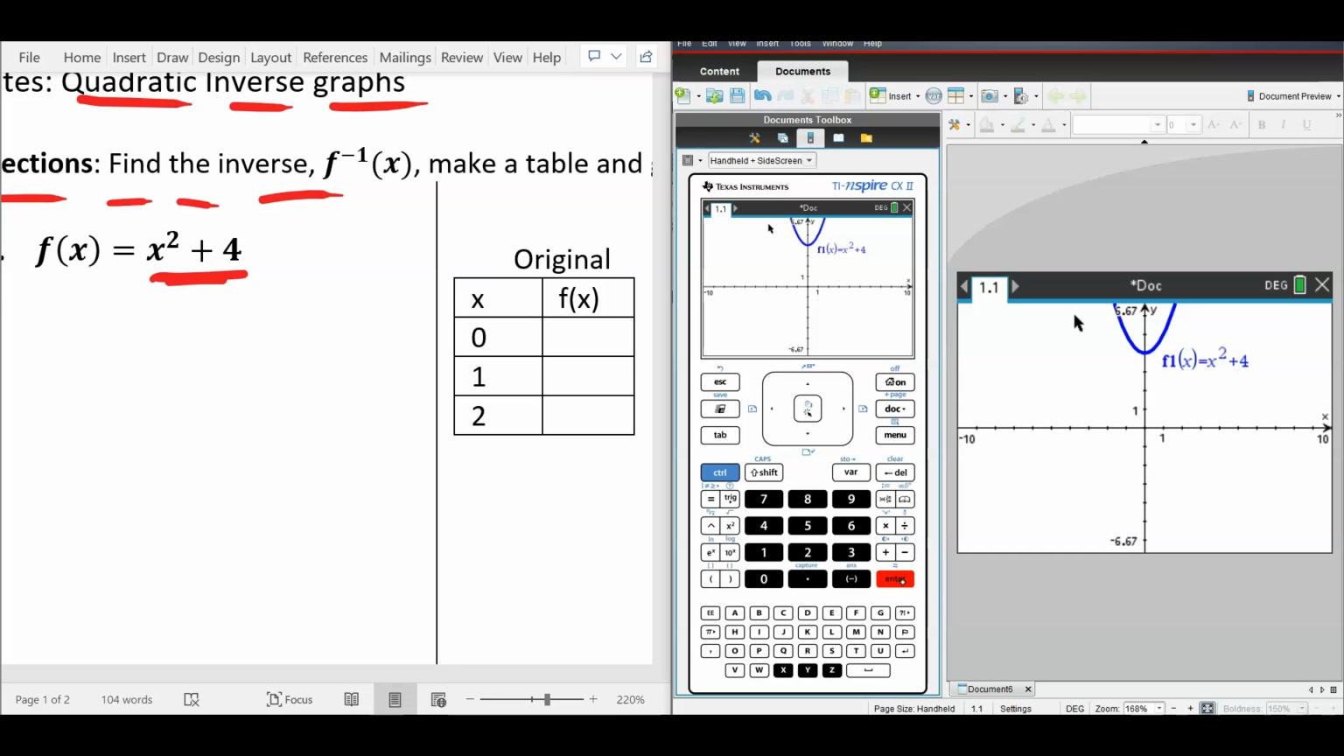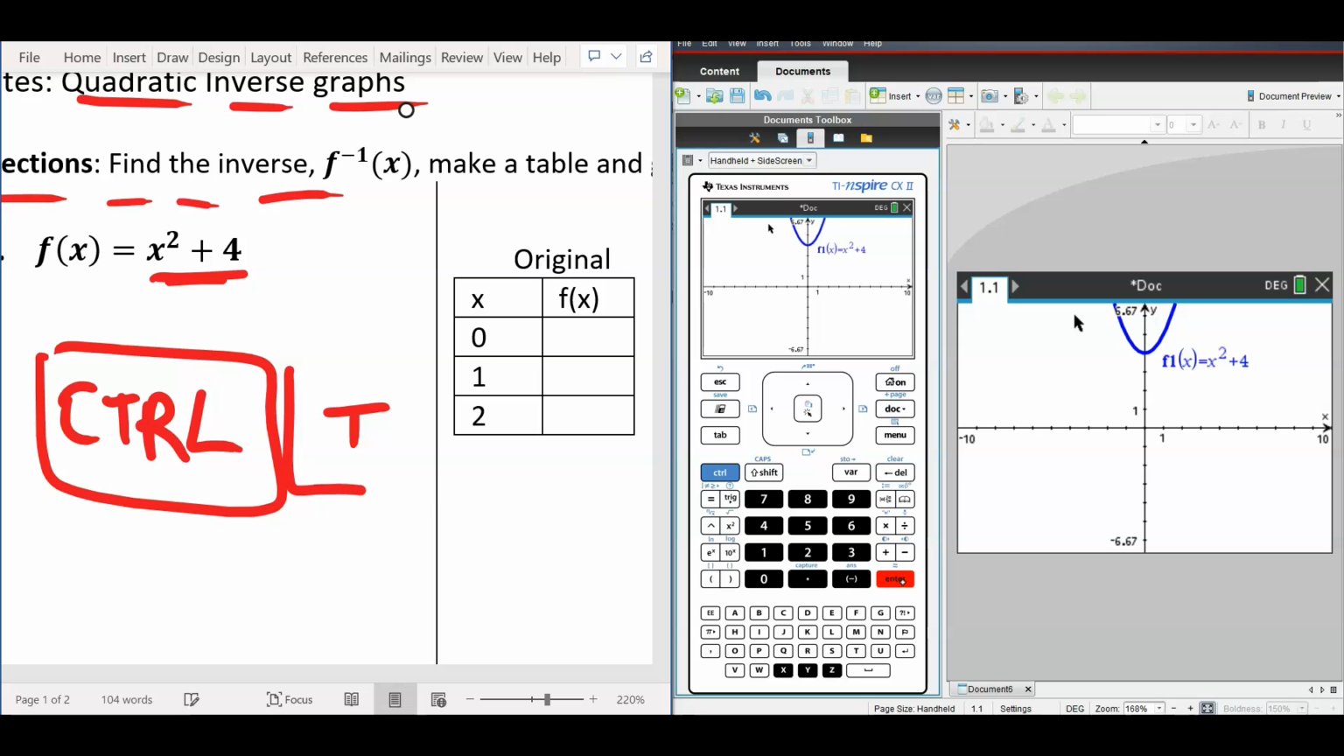Now, how do I get a table from a graph? What buttons do I press? I think that's one way to do it, but what's the faster way? 2 buttons. No menu. But how do you get the table? Starts with a T. I said, how do you get to table, which starts with a T? Control T. There we go. Okay. Control T. Everybody write that down, please.